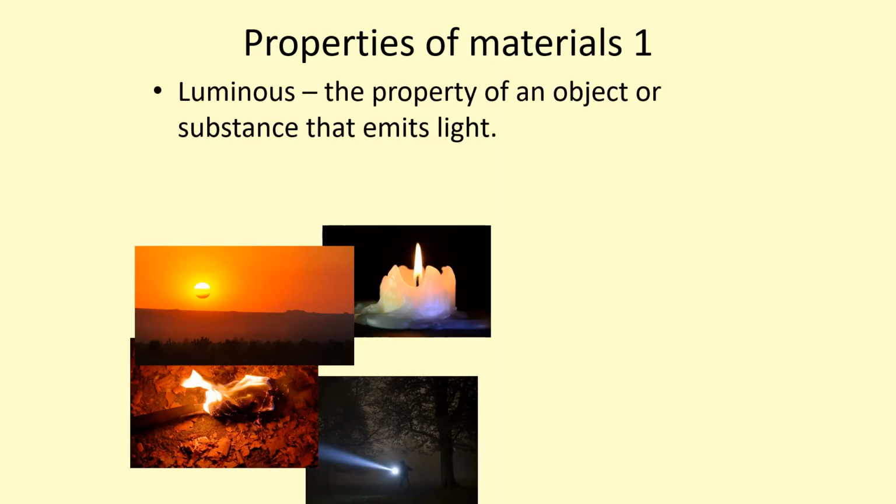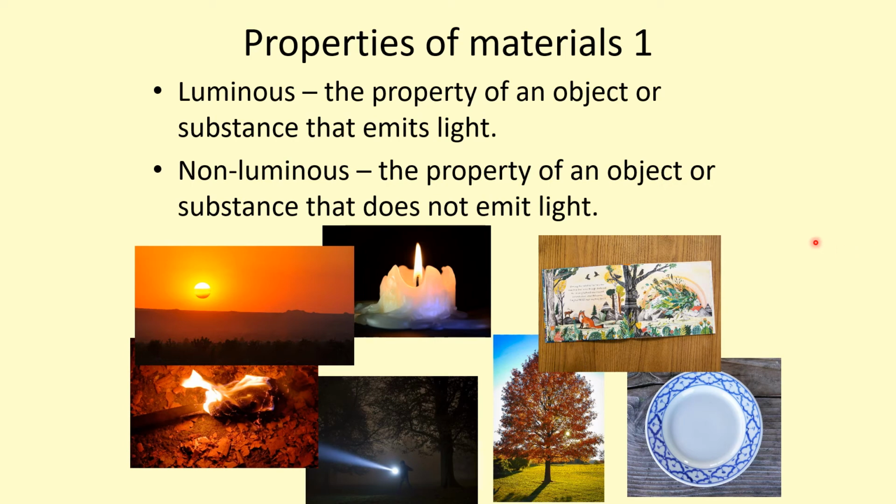So properties of materials. Luminous is a property of an object or substance that emits light. So these things are sources of light, they're emitting light, and that's because they are luminous. So we've got the sun, fire, a torch and a candle. Non-luminous is something that doesn't emit light, so everything else. A book, a tree, a plate, your hand, a piece of paper, they're all non-luminous. Feel free to pause the video and write those down.